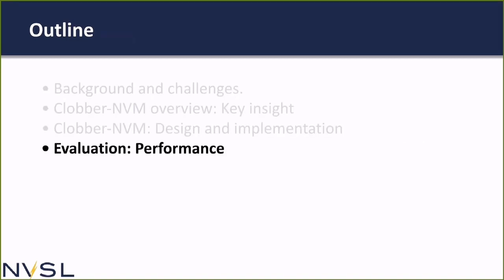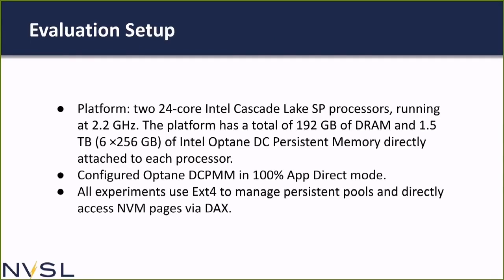So these are the designs and implementations of Clobber NVM. Next, we're going to show its performance. We run the experiments on a platform with two 24-core processors, with 192 gigabytes of DRAM and 1.5 terabytes of Intel Optane DC PMEM. So Optane DC PMEM is set in 100% AppDirect mode. All experiments use ext4 DAX to manage persistent pools and directly access PMEM pages.